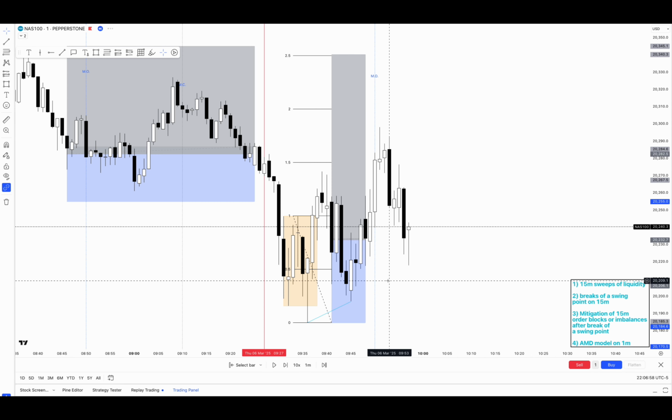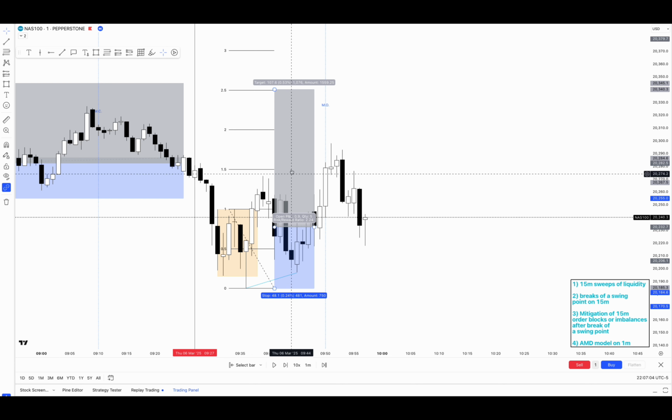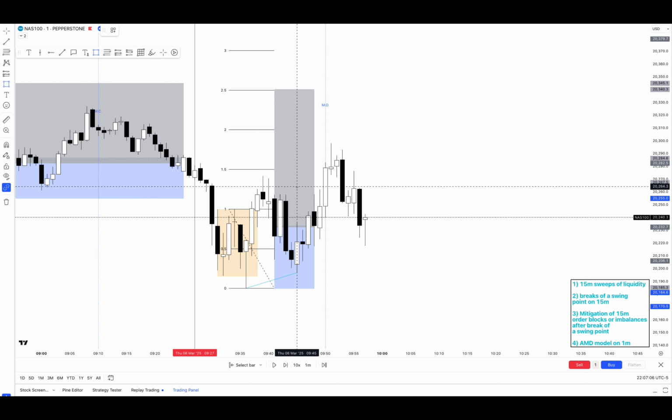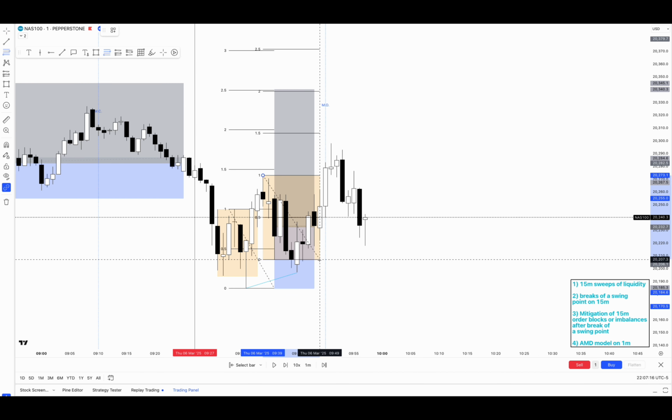Especially being right up to 9:30. So yeah, a good buy there. And then we probably could take this continuation here. And this is outside the macro, so it's even a little bit better confluence that this one formed inside the macro. So could have taken this here.